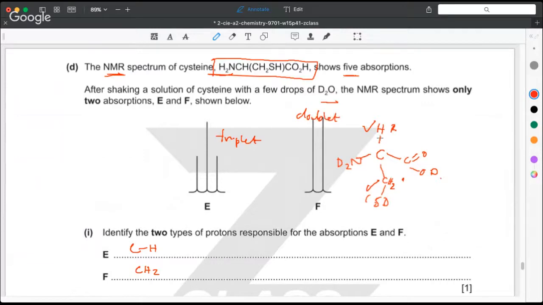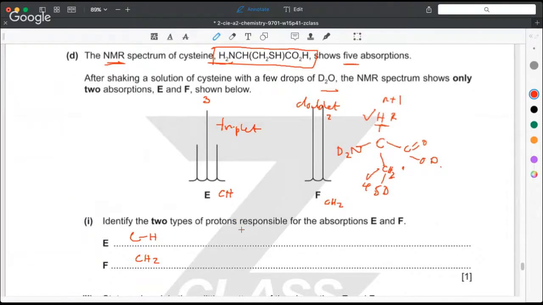Because that hydrogen there is adjacent to a carbon that has two hydrogens on it, there's a rule. The splitting pattern is N plus 1. So because there's two hydrogens here, the splitting pattern here will be a triplet, N plus 1. And because there's one hydrogen here, the splitting pattern here will be a doublet, N plus 1. So E is the CH, and F is the CH2, because you get that splitting pattern from the two hydrogens that are left behind.